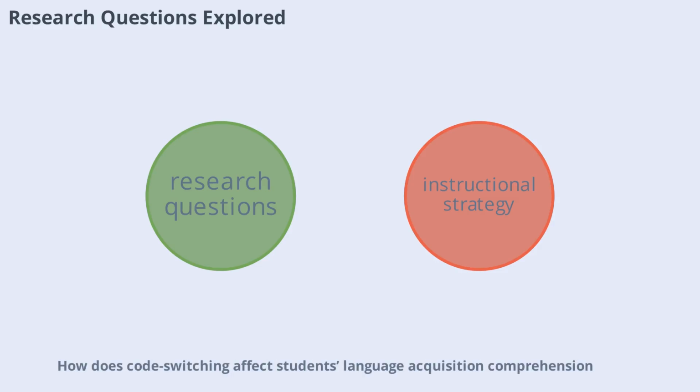How does code switching affect students' language acquisition, comprehension, and communication skills? What are the potential drawbacks of using code switching as a strategy? And finally, what are the best practices for implementing code switching in the ESL classroom? By addressing these questions, the research aims to provide a balanced view of the benefits and challenges associated with code switching, offering practical insights for teachers and policymakers.